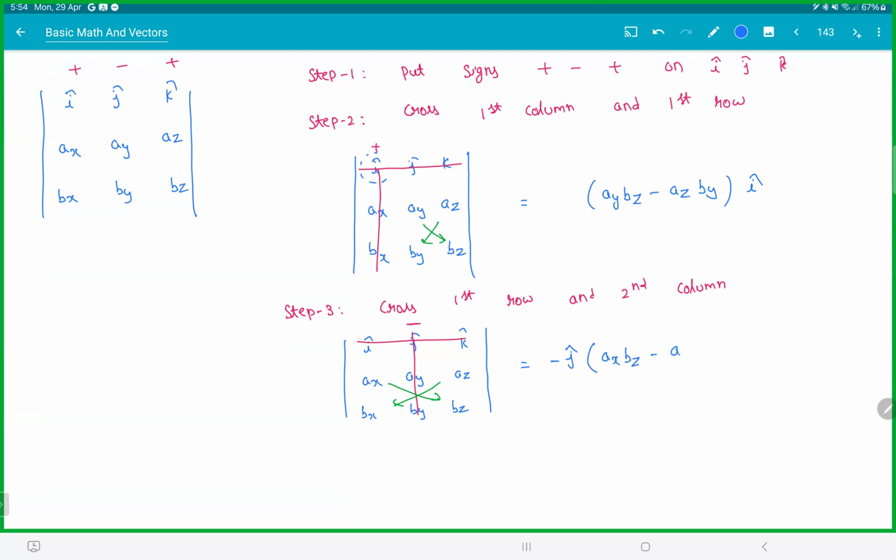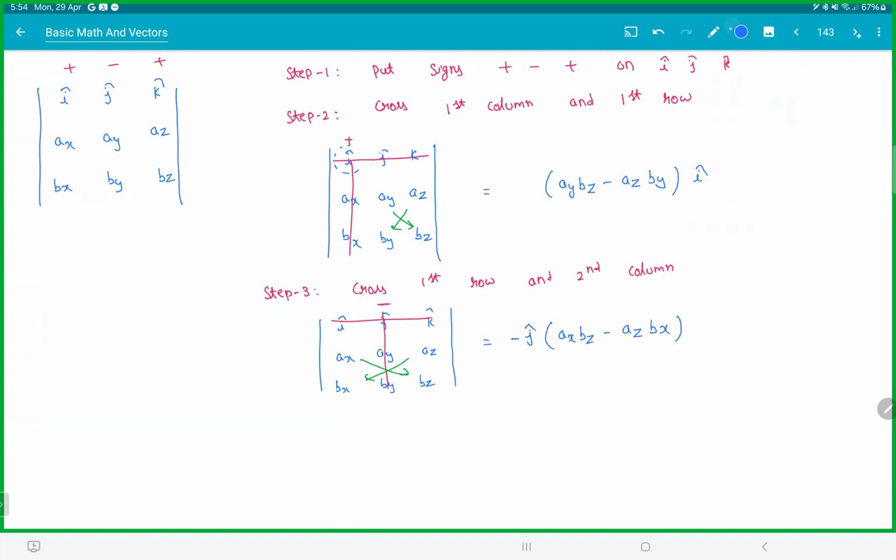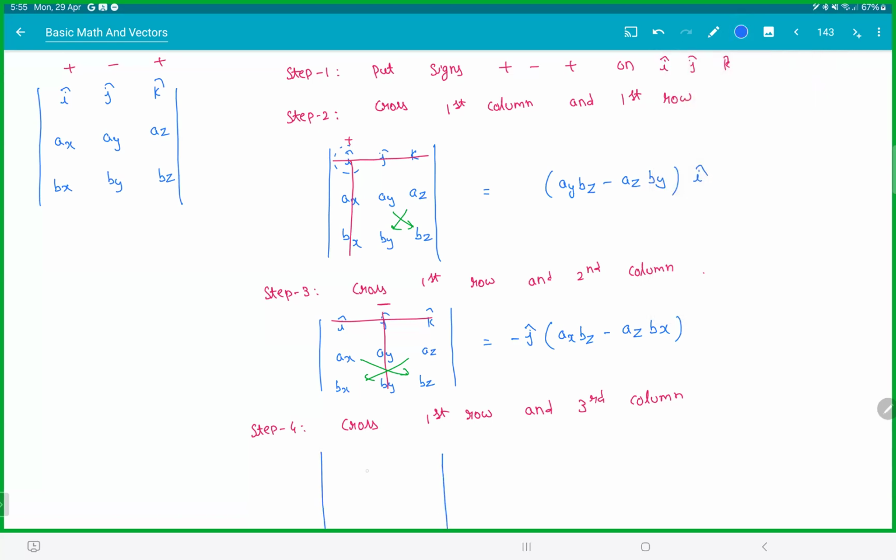So ax into bz minus az into bx. Matrix is one of the chapters that I hated a lot in maths. But for physics this is enough. That will give you the second term, j component. Step 4, cross first row. So you'll always keep crossing the first row and third column. There are actually multiple ways to do this, but let's just keep it simple. Third column. You have a full chapter on this.